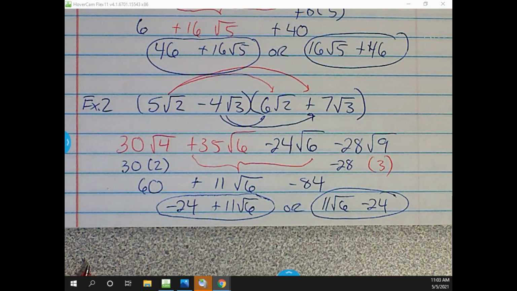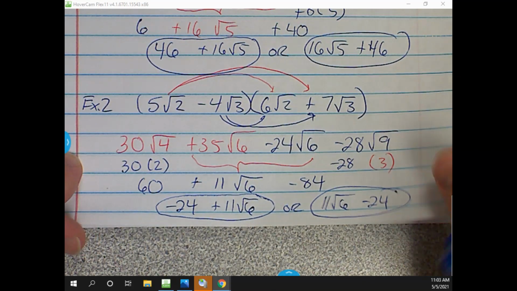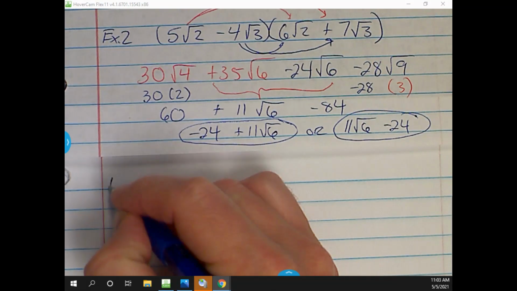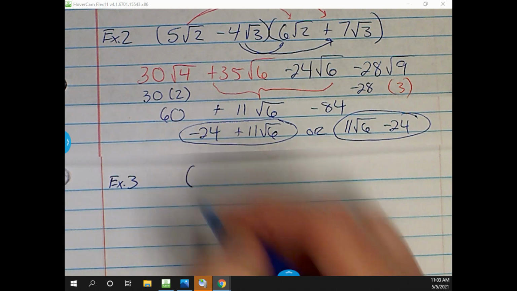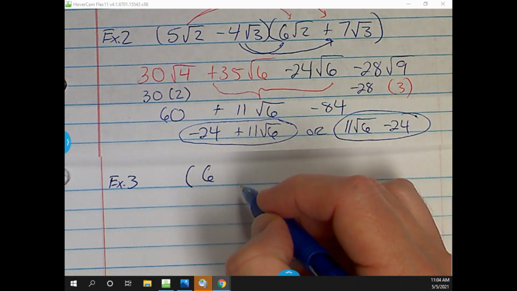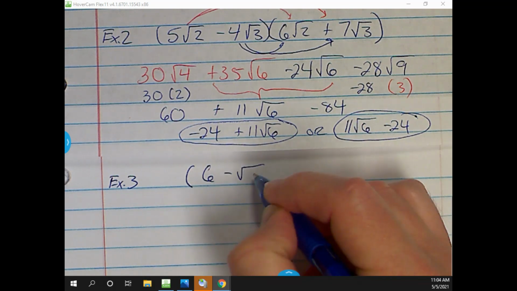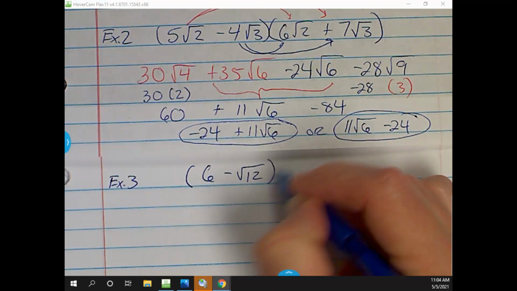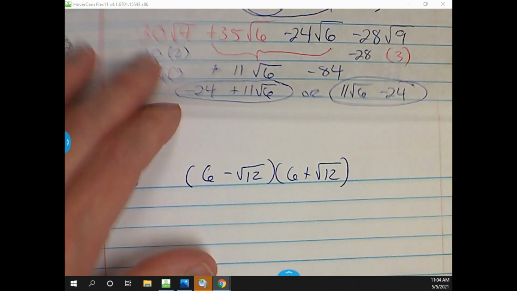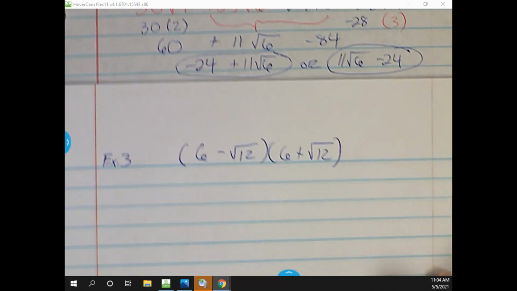Okay, two more questions to do with the multiplication, then we'll wrap this thing up. All right, so let's do 6 minus the square root of 12 times 6 plus the square root of 12.